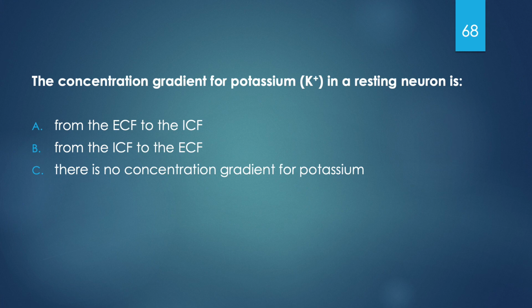But it's important to note that in an action potential, we have that brief moment of hyperpolarization, and that is at the very end of the action potential, and it's because we have those voltage-gated potassium channels that start closing, but as they're closing, there are still potassium ions leaking out. And so as that happens, we have our brief hyperpolarization. So the answer is B, from the intracellular fluid to the extracellular fluid.